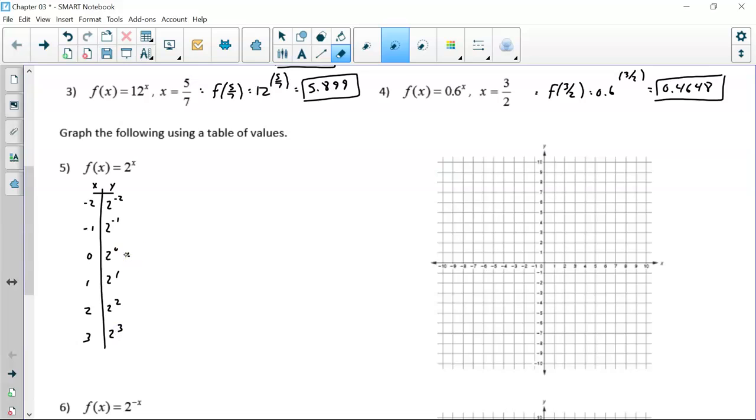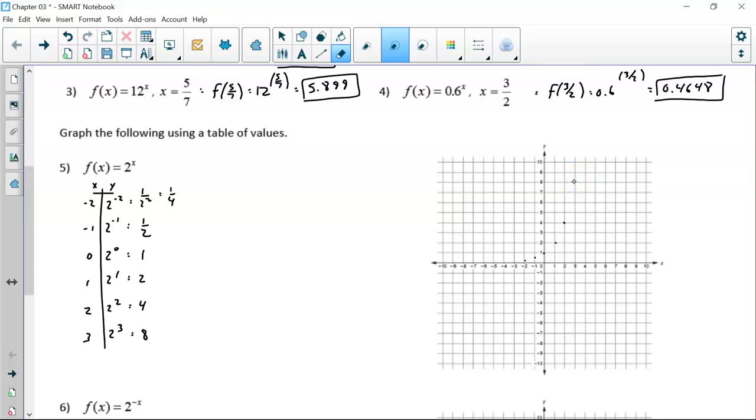Now I'm going to start with 2 to the 0 because that's one of the easier ones. Any non-zero number to the 0 power is 1. 2 to the first is 2. 2 squared, 4, and 2 cubed is 8. Now the negative exponents. Negative exponent means reciprocal. So it's 2 to the negative first, which is 1 over 2. 2 to the negative second is 1 over 2 squared, which is 1 over 4. So we have negative 2, 1/4, negative 1, 1/2, 0, 1, 1, 2, 2, 4, 3, 8.